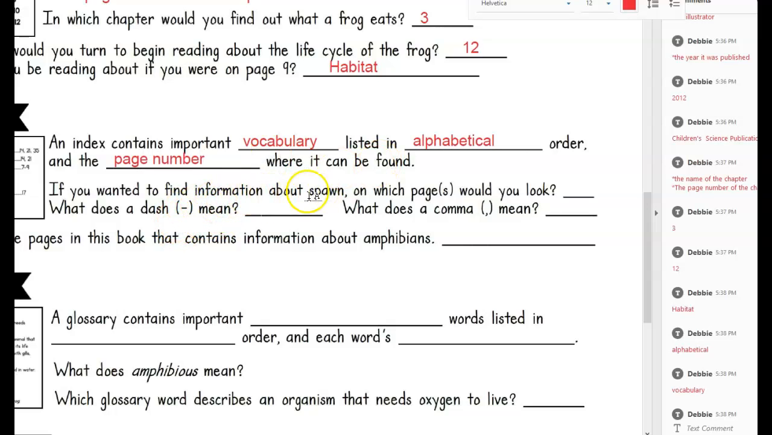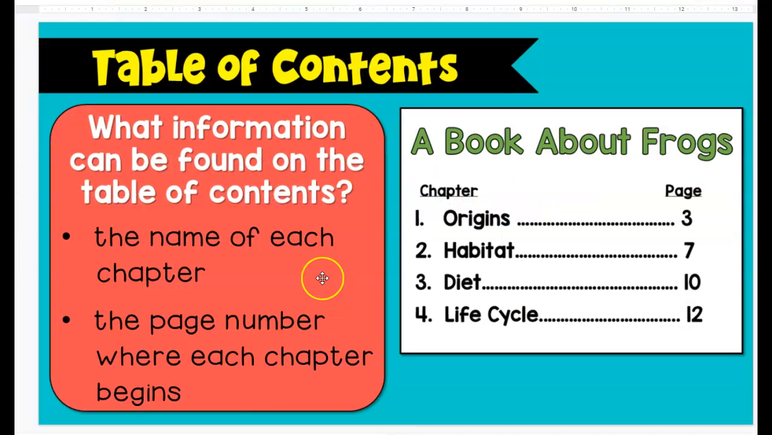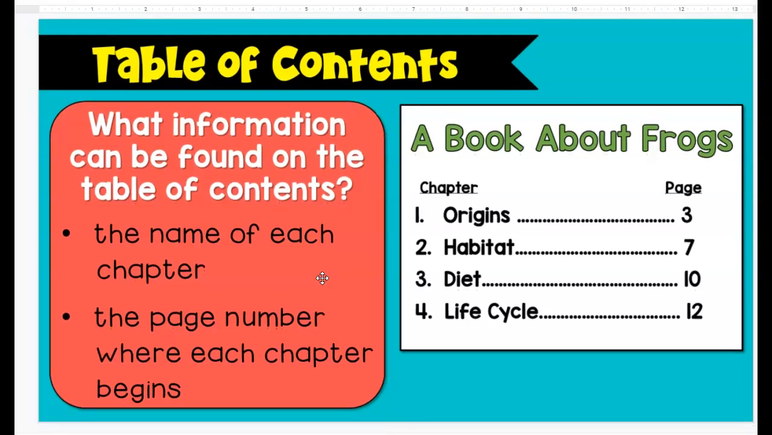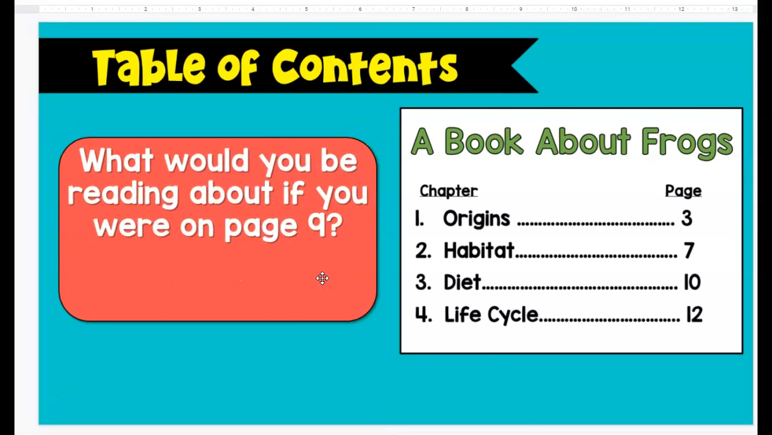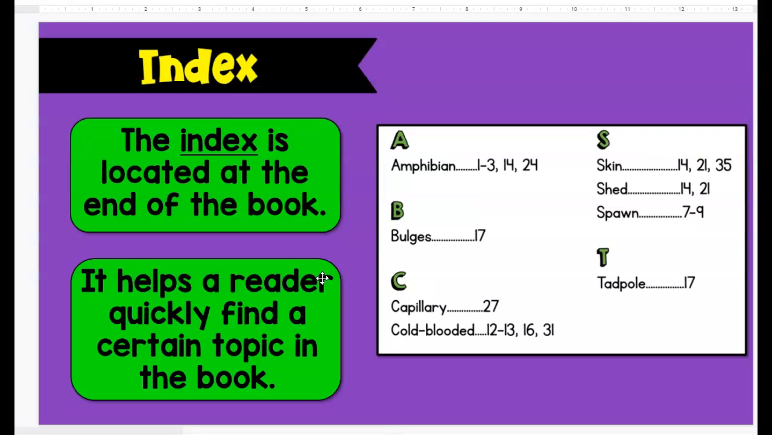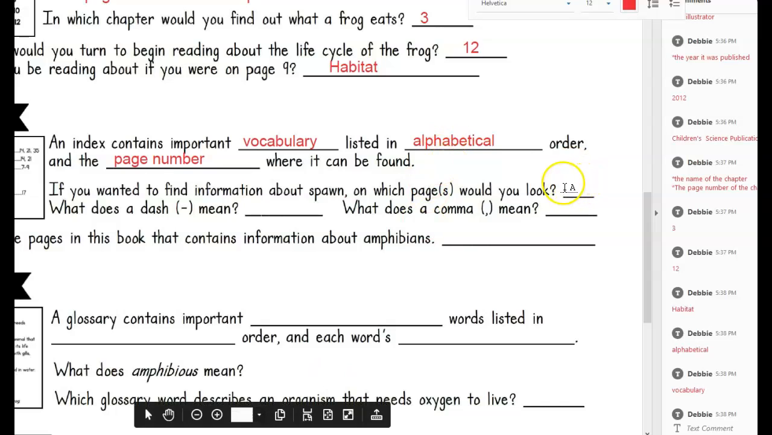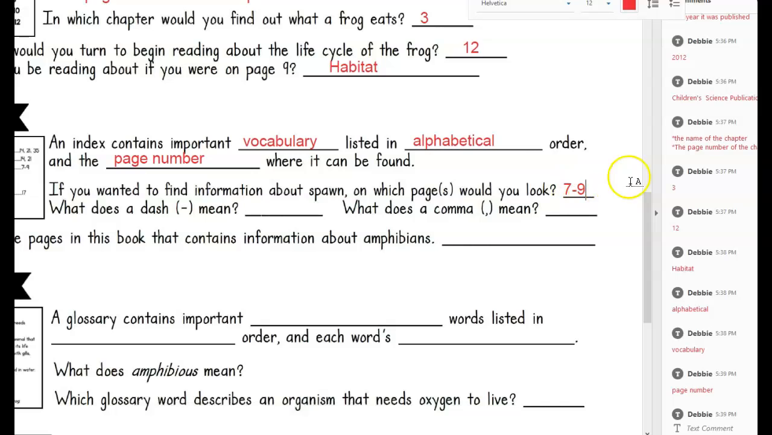If you want to find information about spawn, on which pages would you look? So let's go back to this and let's think. We've got to go up to our next one, which was right here. Spawning. Remember the dash means 7 through 9. So we would go 7 through 9. And what does a dash mean? It means through. What does a comma mean?